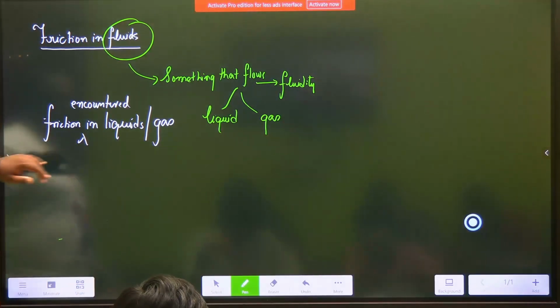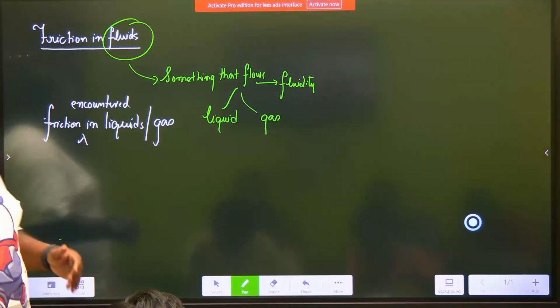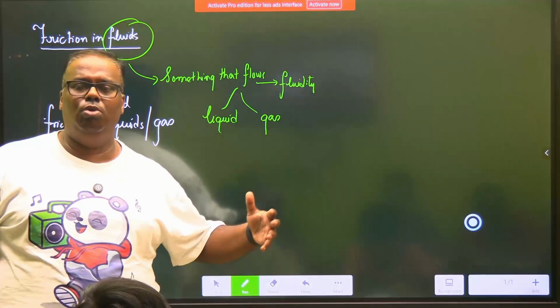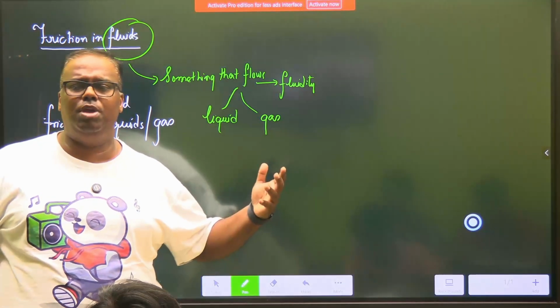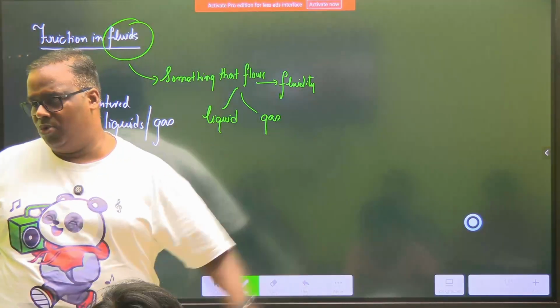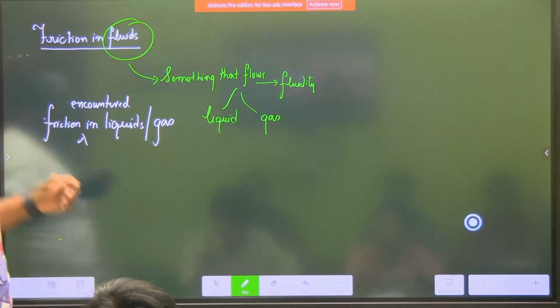Whenever you encounter friction in liquids, let's say I make you walk through water which is a little bit thick, muddy water. How will you walk? You can't walk that straight. Even in a swimming pool, if you try to walk, can you walk like that? You walk slowly, right? Something is pulling you back.